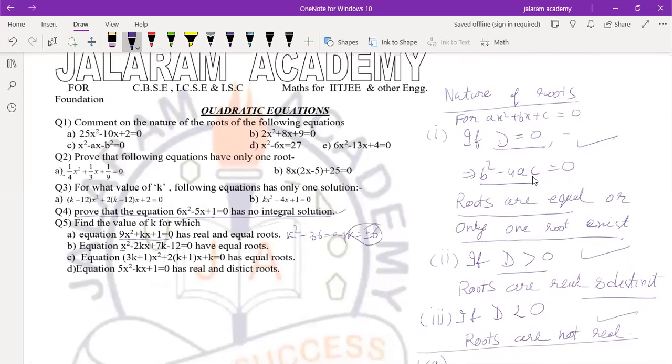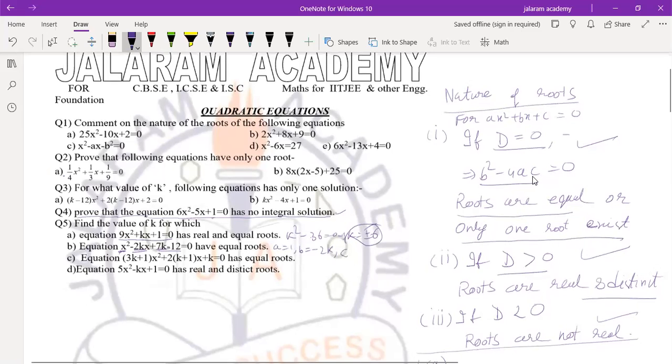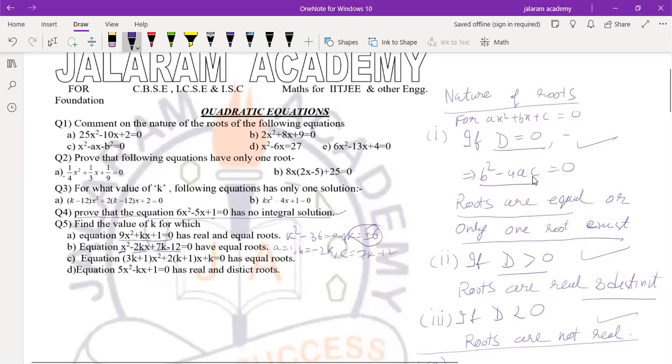Value of a, if you compare x square minus 2kx plus 7k minus 12 equals 0 with ax square plus bx plus c equals 0, it is very clear that in this question a equals 1, b equals minus 2k. Don't forget to apply the sign, whether it is positive or negative. It is minus 2k, and c has two terms, 7k minus 12. None of them has x as the coefficient, so it is a constant term. Now use b square minus 4ac equals 0, as it is given that roots are equal. So you can find the value of k very easily.